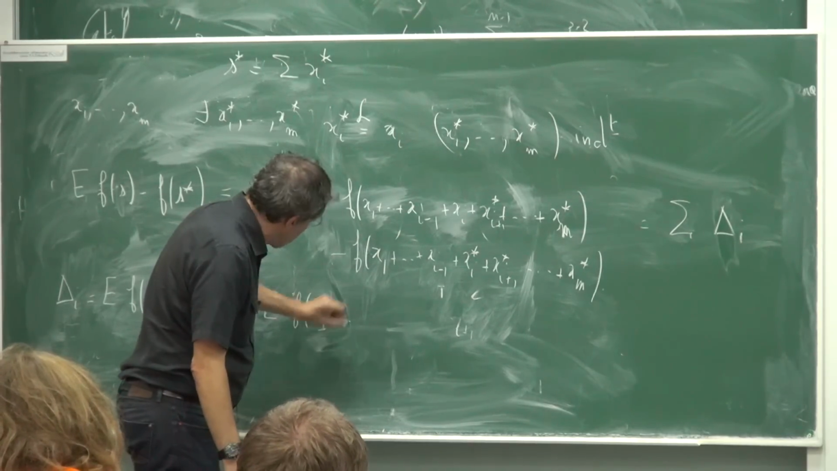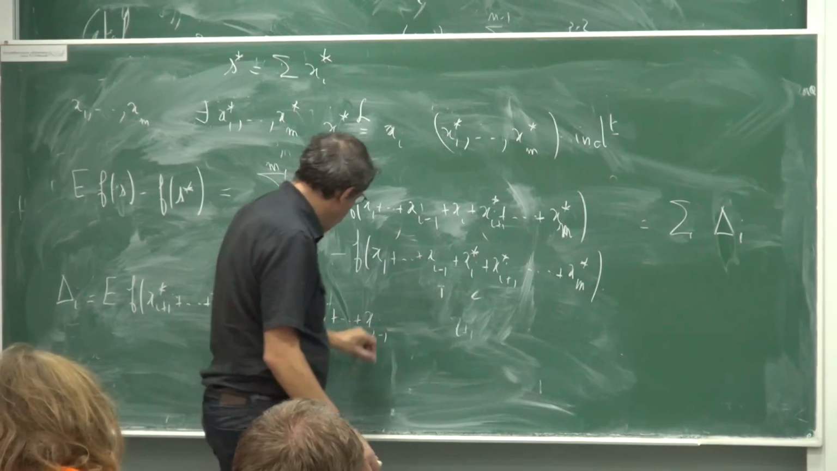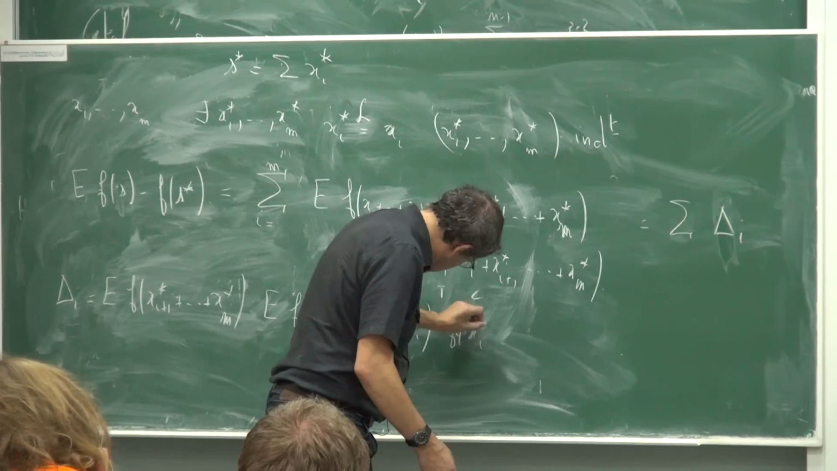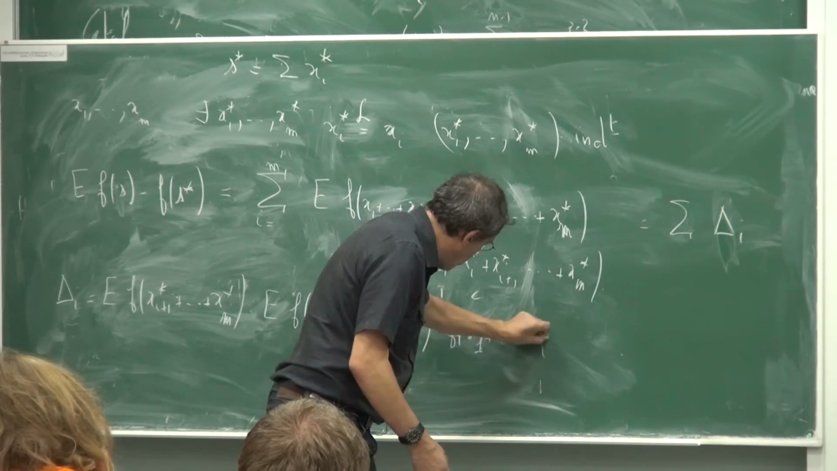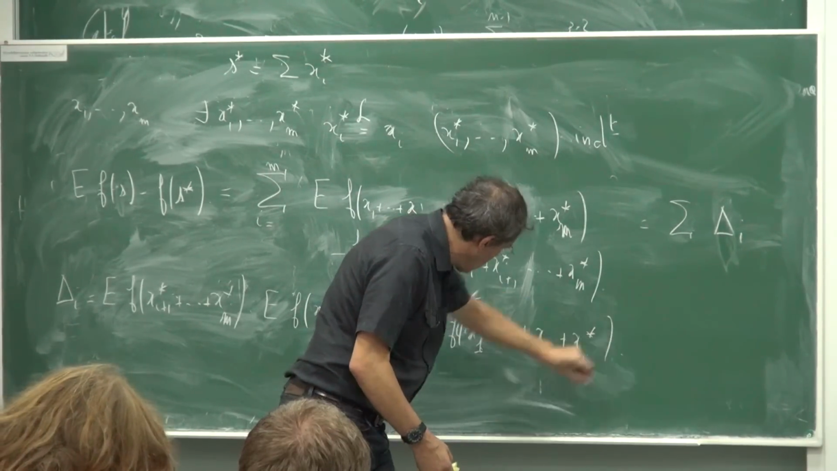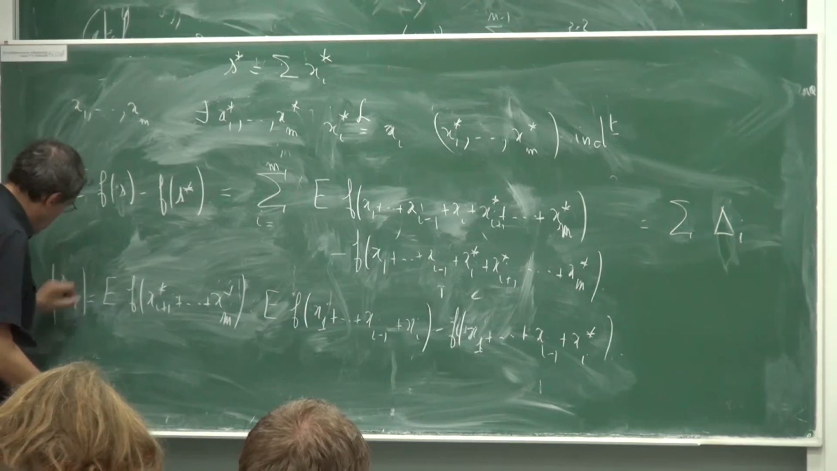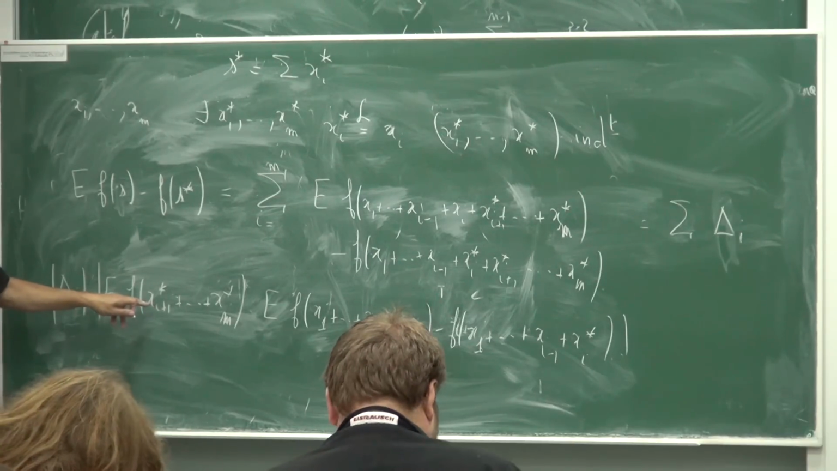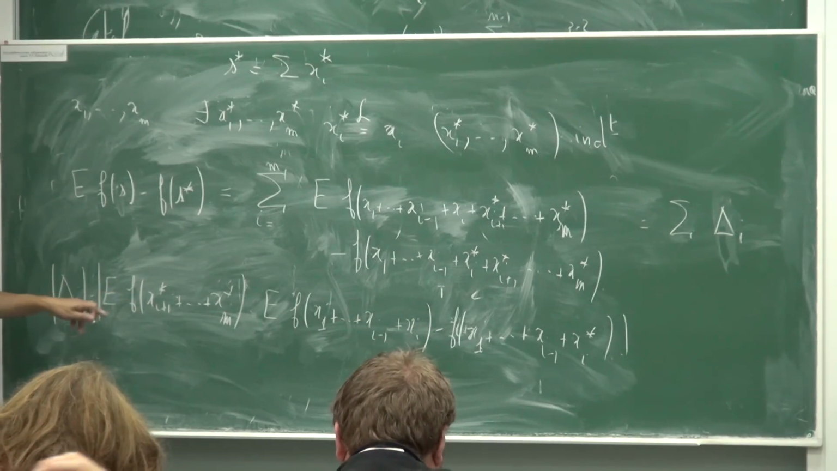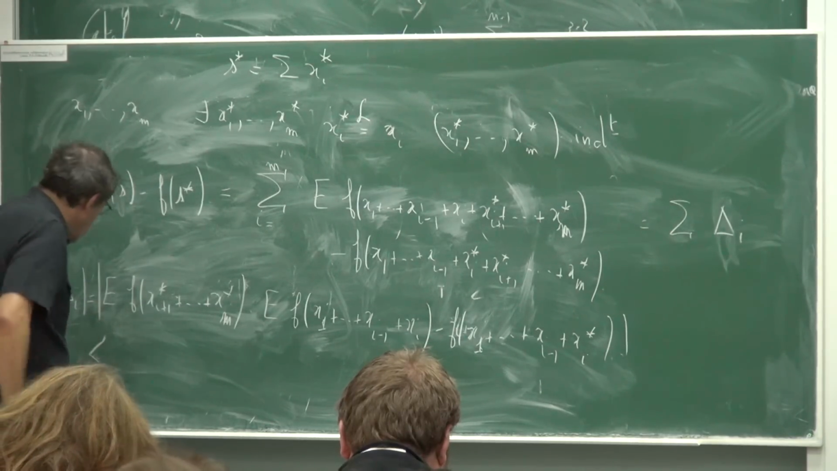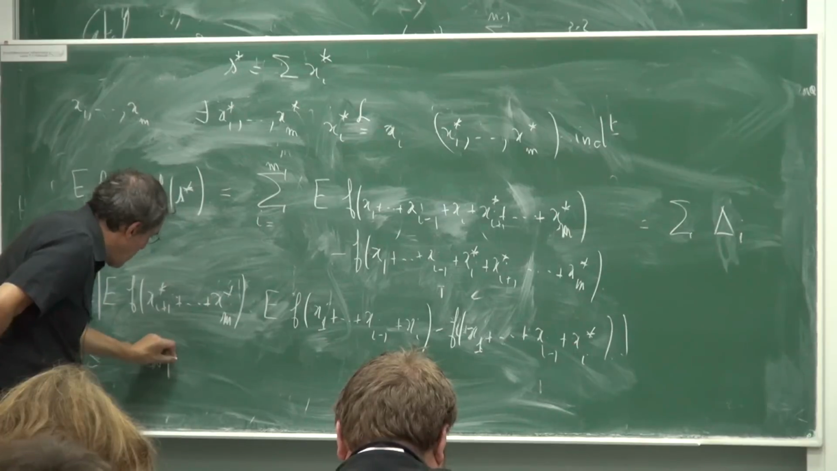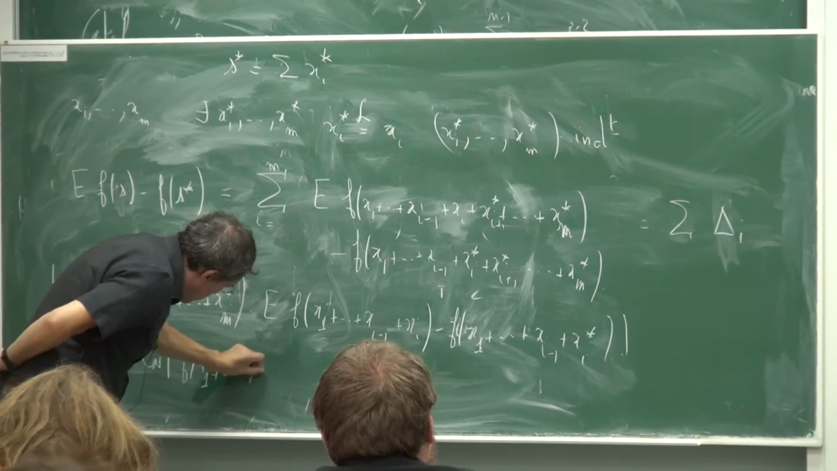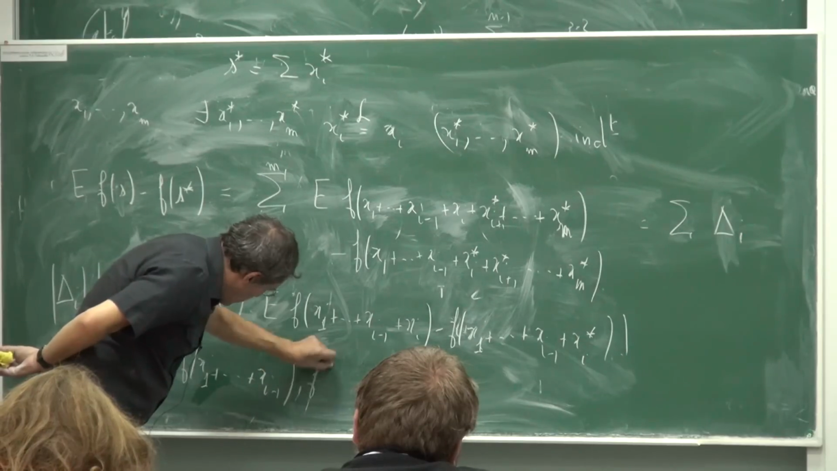x1 plus ... plus xi minus 1 plus xi minus f of x1 plus ... plus xi minus 1 plus xi star. But I want to bound this above. This is the expectation of a number which has modulus 1, so this is bounded above by 1, and this is less than the covariance of f of (x1 plus ... plus xi minus 1) and f of xi.